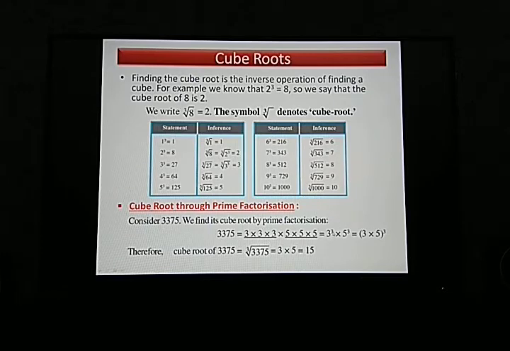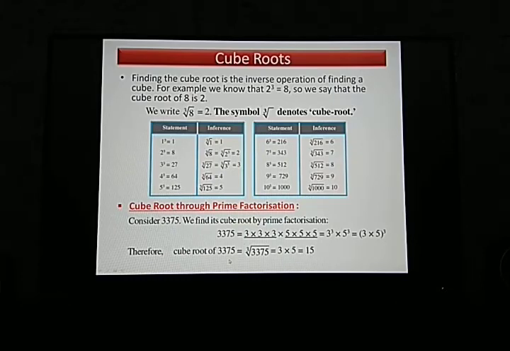That is 3 to the power 3. We can write it in this way. And 5 to the power 3, because 5 is occurring 3 times. Clear? So collectively what we can say is (3 into 5) to the power 3, whole to the power 3. Clear? Because both of them are having the same power. So we can do this.